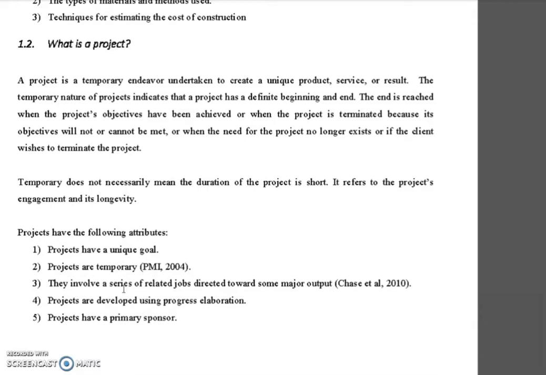So there are so many variables that affect the project that make each project unique. So also the projects have a unique goal, and projects are temporary, as we said, and they involve a series of related jobs directed towards some major output. Okay, many chains connected together for job work, directed for what? For one aim or for one objective.